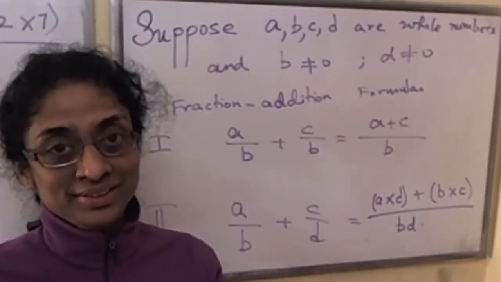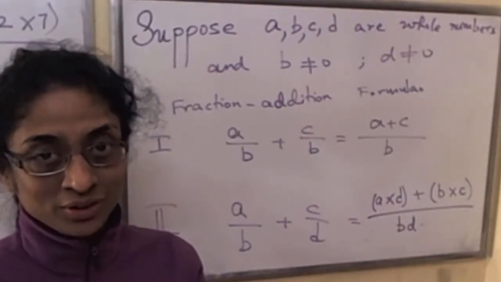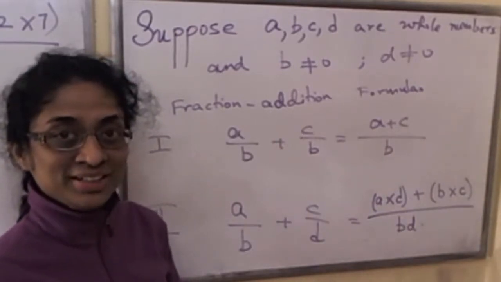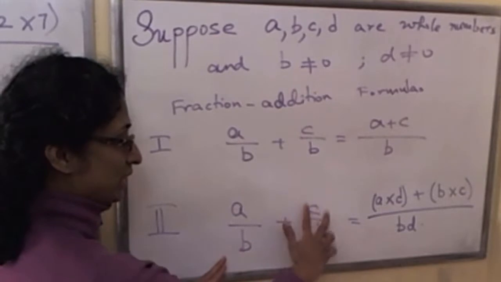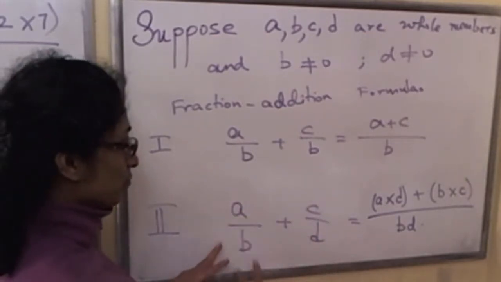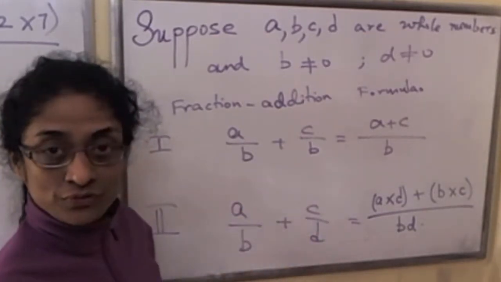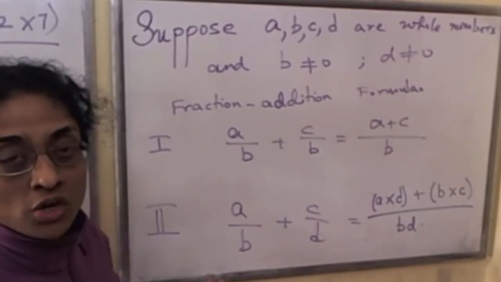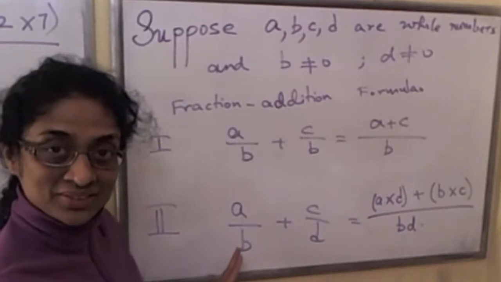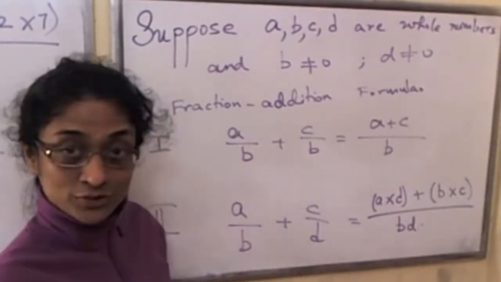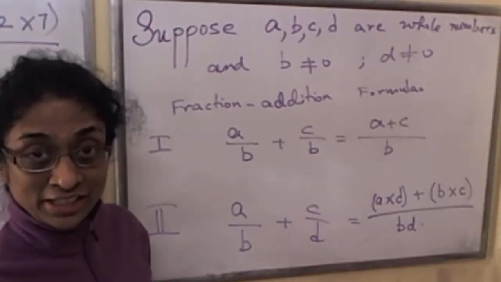Hi, let's quickly take stock of what we've learned so far. We started with defining addition of two fractions. We said given two fractions a over b and c over d, a over b plus c over d is defined to be the length of two concatenated segments. The first segment is of length a over b and the second segment is of length c over d. That's how we define fraction addition.